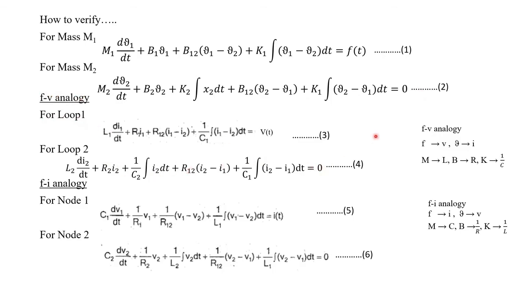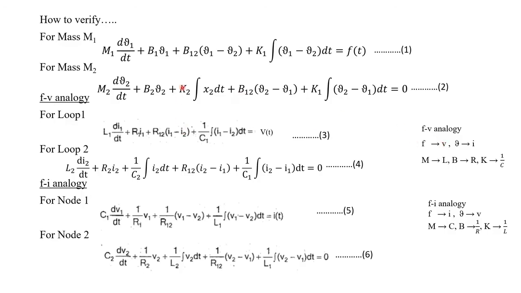Now what we are going to do is compare. We have written that equations 3 and 4 are equivalent to equations 1 and 2 respectively, isn't it? That means equation 3 is equivalent to equation 1 and equation 4 is equivalent to equation 2. Now we are considering only force to voltage analogy. Next I will explain force to current analogy.